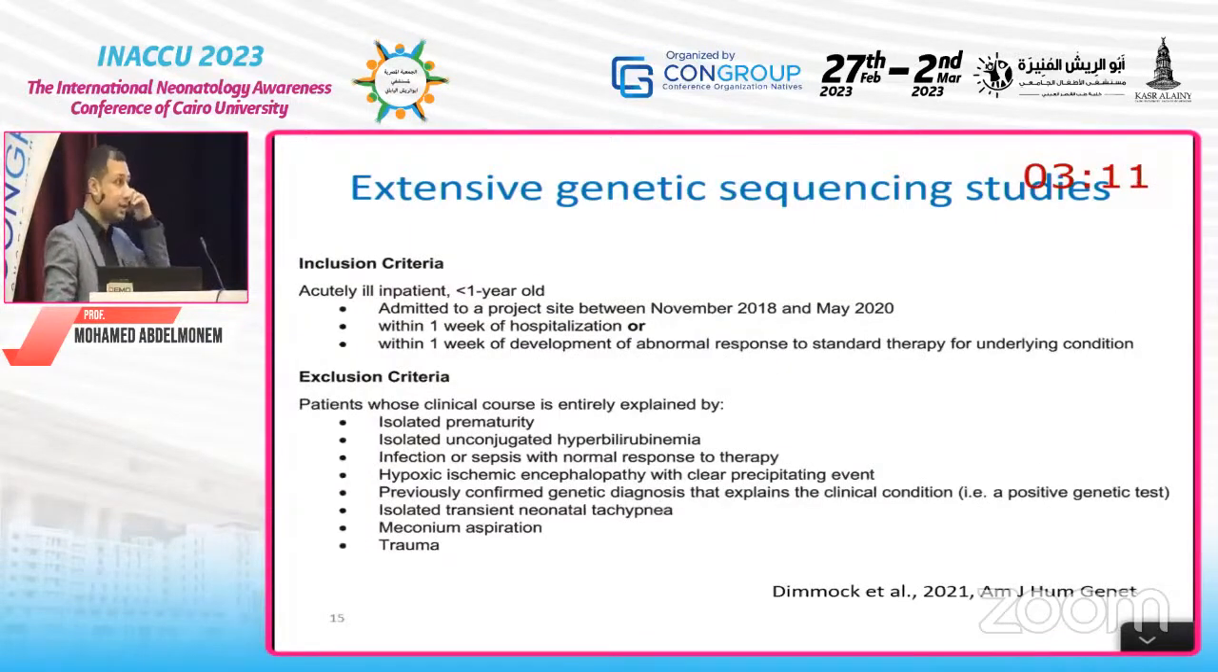This is just to give a hint about the inclusion and exclusion criteria in similar types of study. The inclusion criteria are very simple. It's an acutely ill neonate admitted within the time frame of their study. They clarify that it should be within 1 week of hospitalization or within 1 week of development of abnormal response to standard therapy. But the exclusion criteria is the more informative. Perhaps Dr. Noor in the next talk will talk more about the clinical criteria to include and exclude neonates for extensive genetic sequencing. But they have to exclude all the common causes that are not genetic.